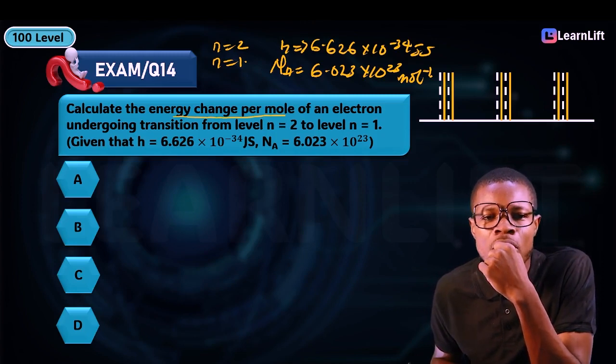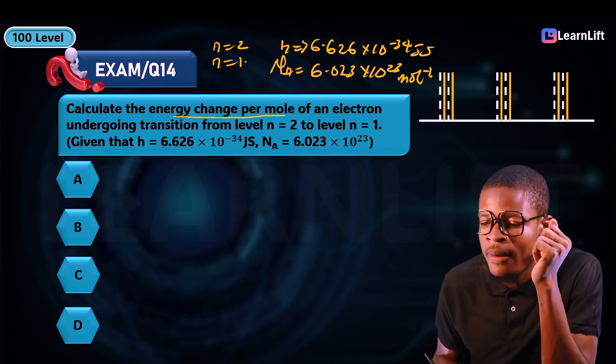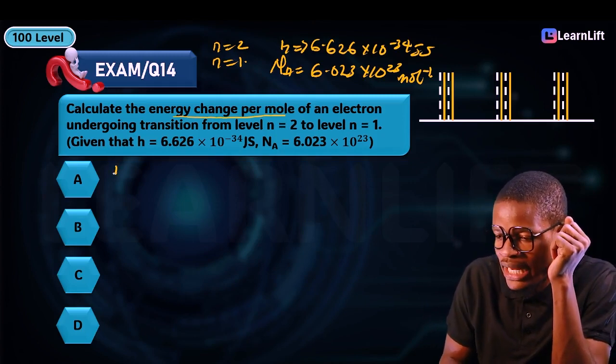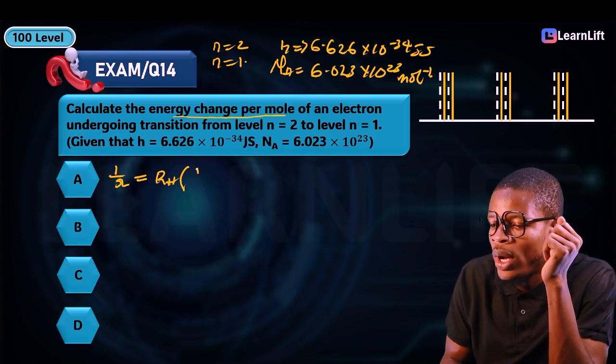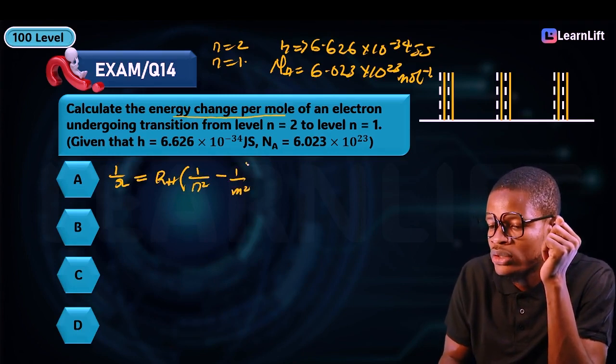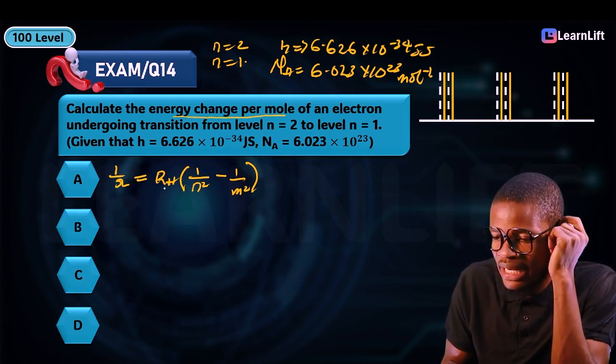It's very, very simple. You will use your Rydberg's equation to solve this. What's your Rydberg's equation? 1 over lambda is equal to R_H into 1 all over n square minus 1 all over m square. So this is your Rydberg's equation. Let's start from there. So what is our 1 over lambda?